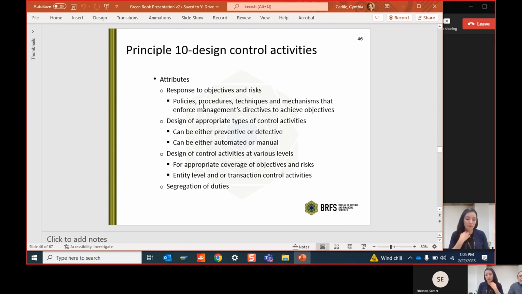Examples of detective controls would be something that is designed to search for and identify errors after they've already occurred. So in real life, where we do this is, for example, balance sheet reconciliations or other types of reconciliations. On a larger scale, we also have internal audits or inventory counts. So then as for the design of the control activities, these have to be designed for appropriate coverage. And they also have to be designed at the entity level and at the transaction control activity level. And that's where the segregation of duties essentially plays in.